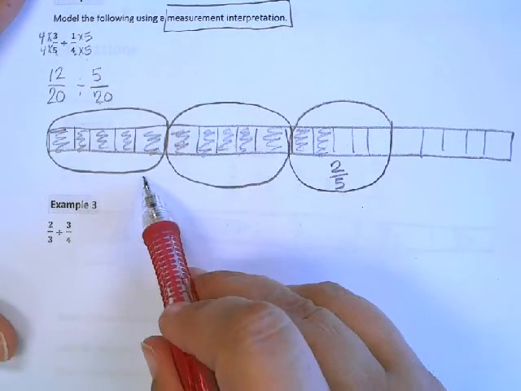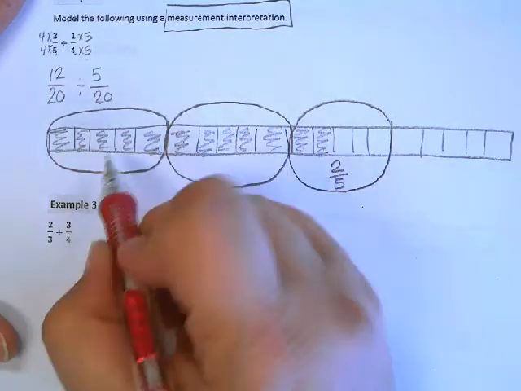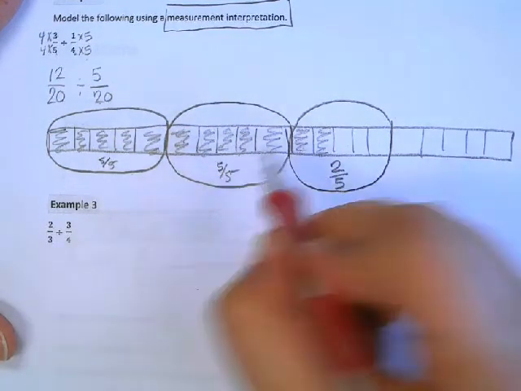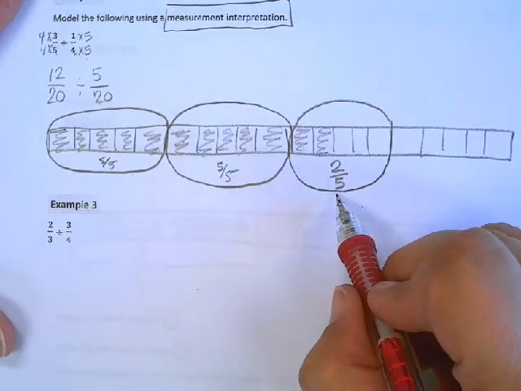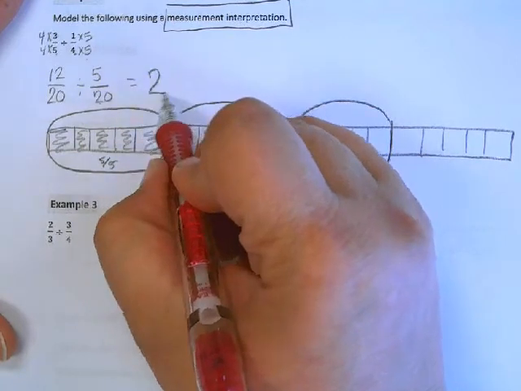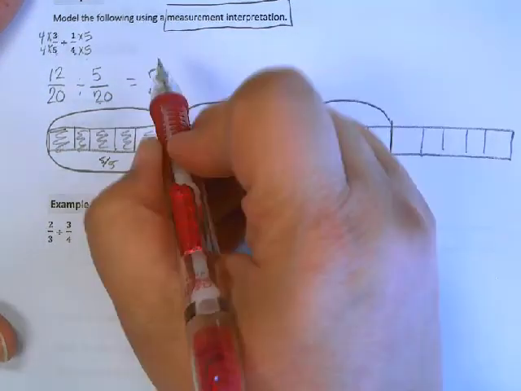So I have a whole, which is 5 out of 5, and another whole, which is 5 out of 5, and then a part, which is 2 out of 5. So my answer is 2 wholes and 2/5.